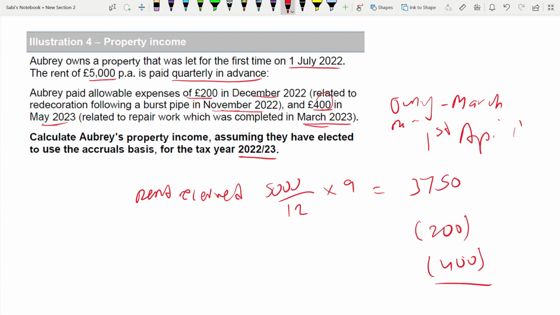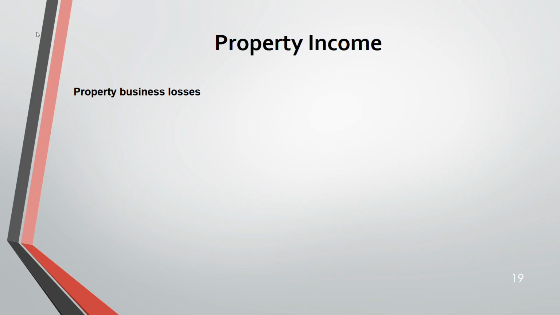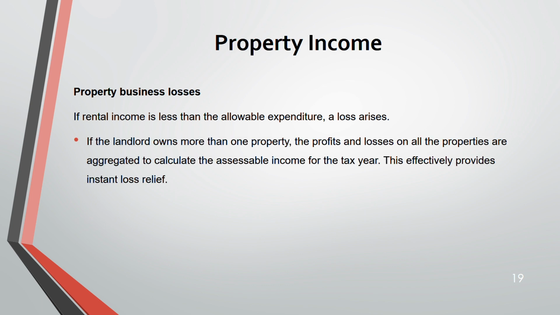So the property income is 3150. Next is property business losses. If you are incurring a loss in a property business, what do you do? This happens when the rent that you have received is less than your expenses. Then it's a loss.